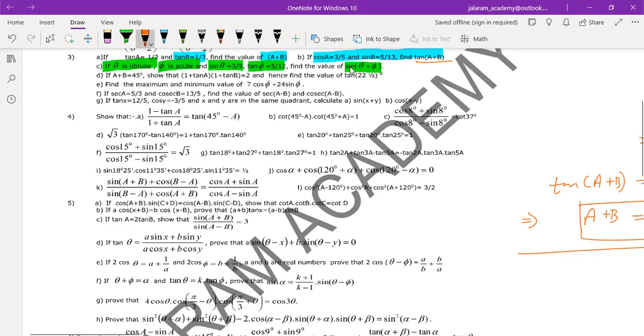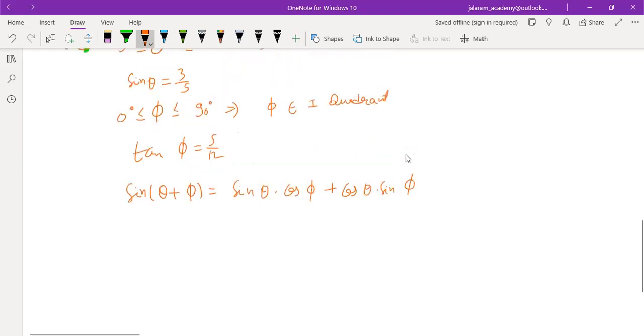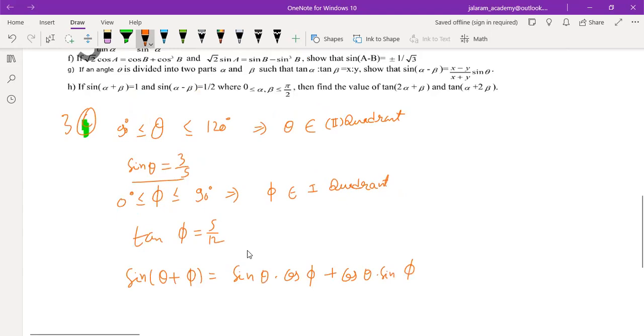Then what we have to find? Sin of theta plus phi. So how will you find sin of theta plus phi? First you write the formula for sin of A plus B: sin A cos B plus cos A sin B. Sin theta is given. Cos phi is not given. Draw a triangle.